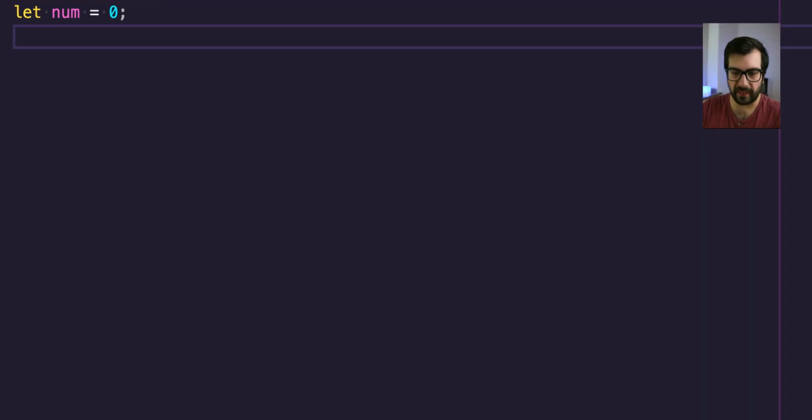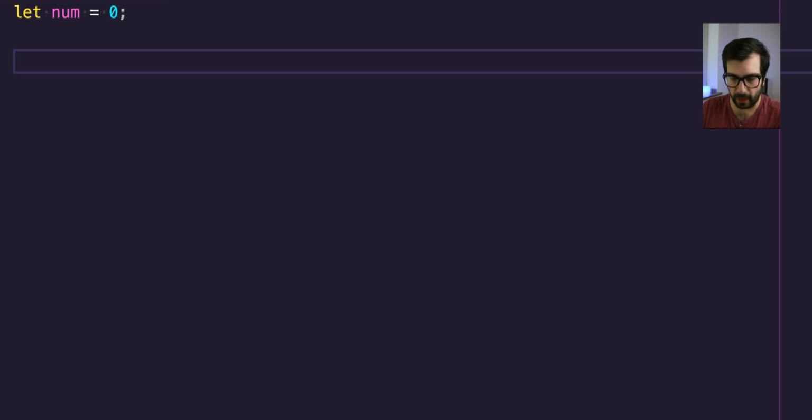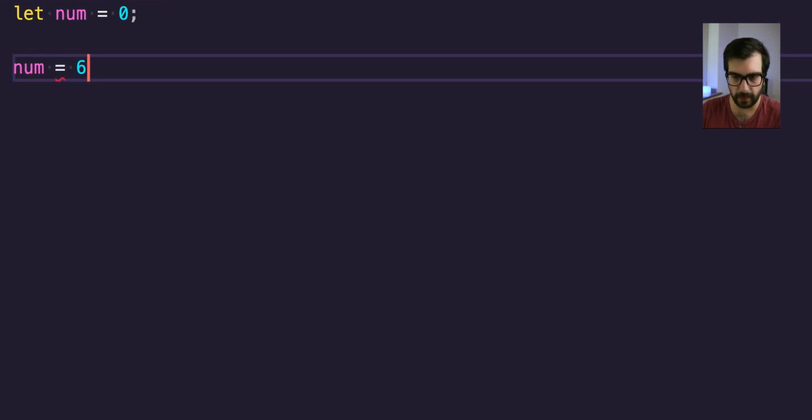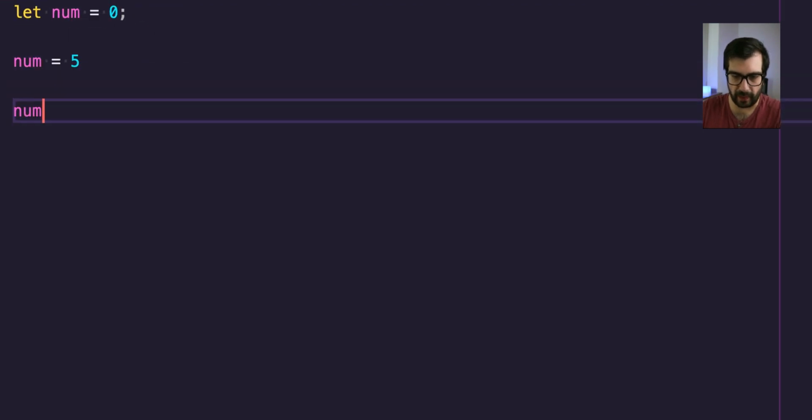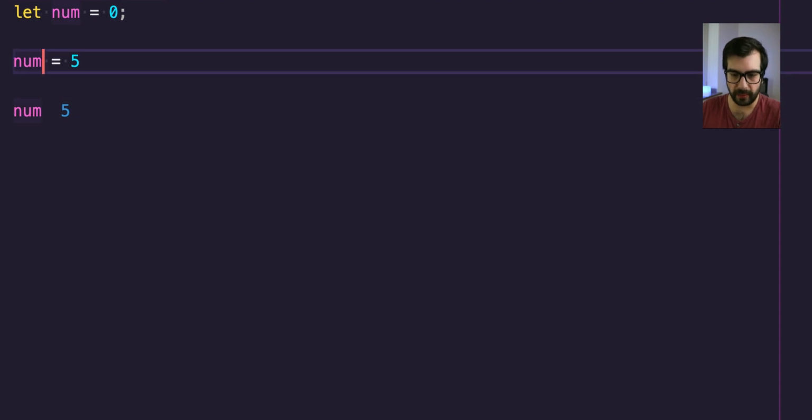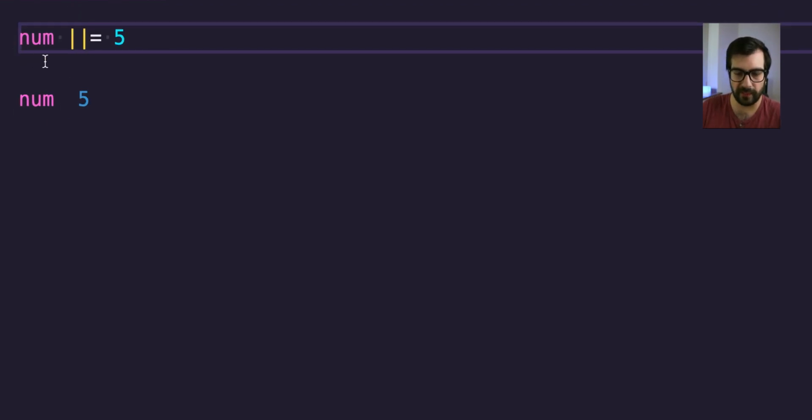Now I'm pretty sure many of you will already know what the logical OR assignment operator will do, but for those of you who do not, let's find out. Once again we start with num being 0, which is basically a falsy value, and we want to assign 5 to it. Once again, we already know that num will be 5. But what if, instead of equals, I had the logical OR operator? The left hand side is falsy, it goes to the right hand side and assigns 5 to num. So basically num is now 5.